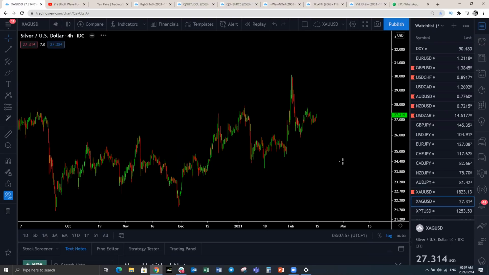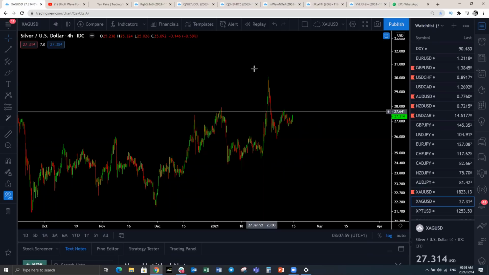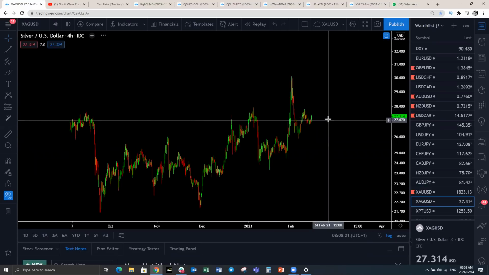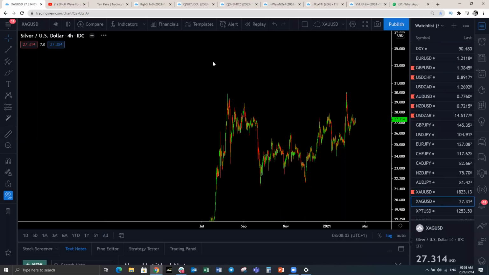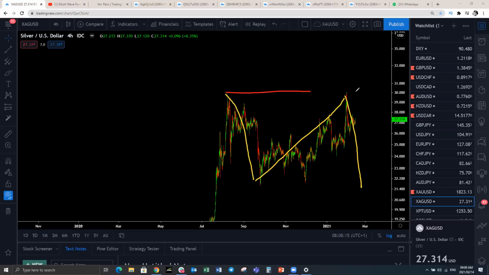So silver, the structure that we're looking at here, let's have a look. So silver, bigger structure on the 4 hour. This is how we looked at it last week. Let's show it in yellow. 1, 2, 3. That's what we're expecting on silver. We had this sharp move that came and retested the top, and we eventually started the drop.